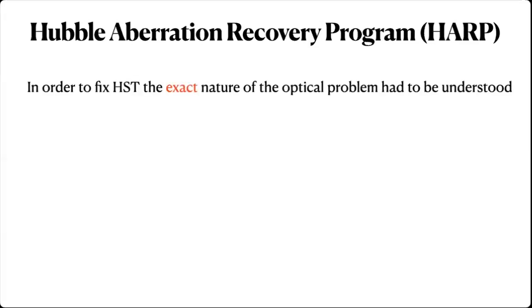So immediately NASA came up with a plan to figure out what was going on. This was called the Hubble Aberration Recovery Program, or HARP. In order to fix the telescope, you have to understand exactly what the nature of the optical problem is. So when you go into the optometrist and tell him you're having trouble reading, what does he do? He sits you down and he puts a bunch of lenses in front of your eyes and he says, better or worse? And he keeps doing that till he figures out, okay, here's the problem with this guy's lenses in his eye, and I know how to fix it. So we had to try and do the same thing with Hubble, but from 300 miles away.